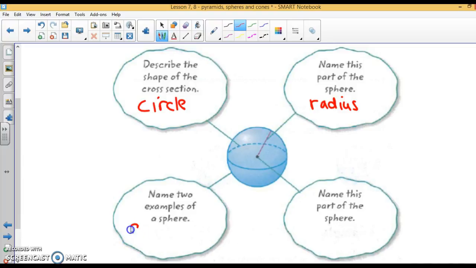We could use a globe and a basketball as examples, and this is the center of the sphere.